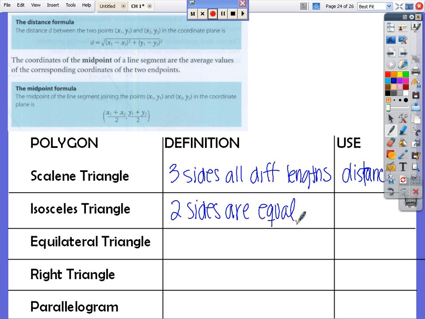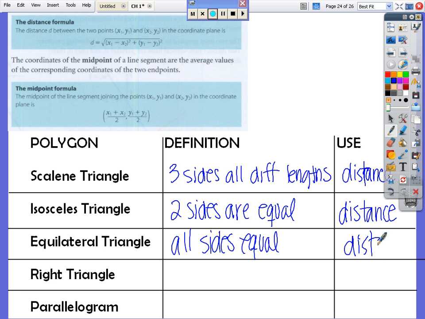An isosceles triangle, 2 sides are equal. So for that one, same thing. You want to use the distance formula to just show that 2 sides are equal in distance. Equilateral, all sides equal. So you should know that that is also a distance formula. A right triangle has a 90-degree angle.